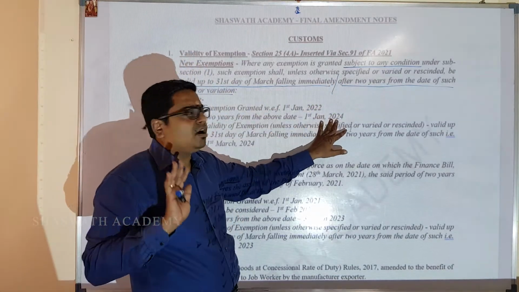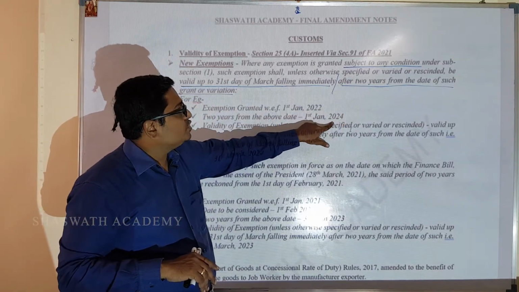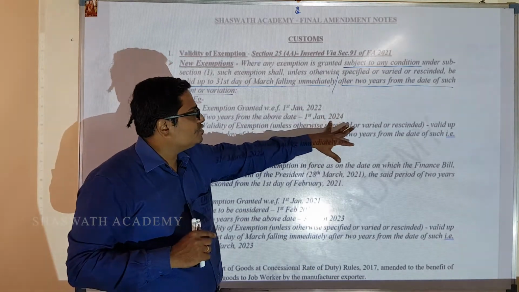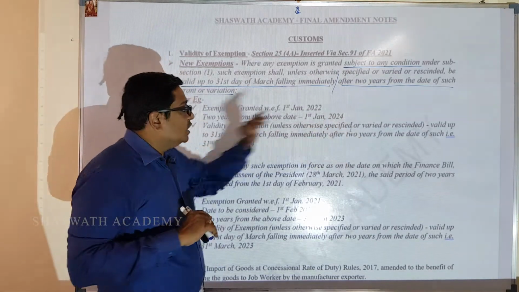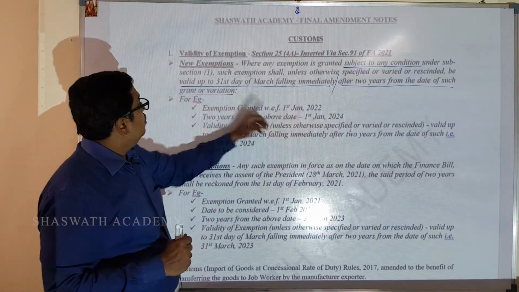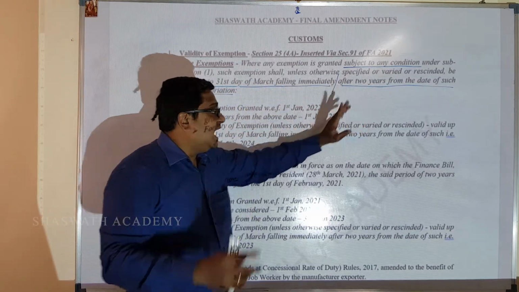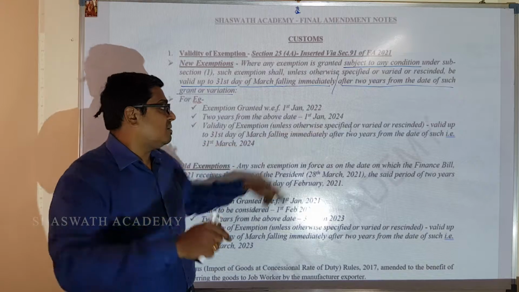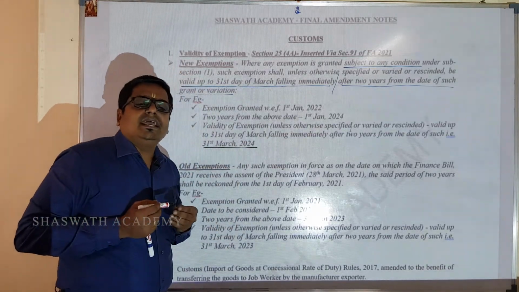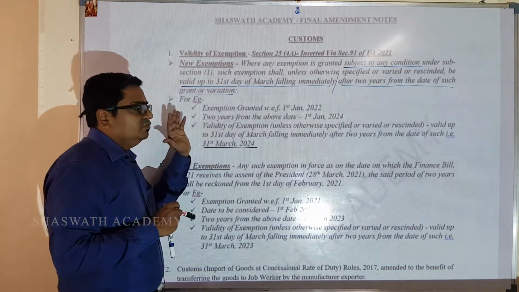Let us assume it has not been modified. So 2 years from the date of grant comes when, 1st January 2024. So 22 to 23, 23 to 24, on 1st January 2024 this will get lapsed. Then 31st March comes. Why do we say that? Valid up to 31st March following immediately after 2 years. The March that comes after 2 years, so with 31st March 2024 this exemption will lapse. Even if the government says nothing, this exemption will lapse.